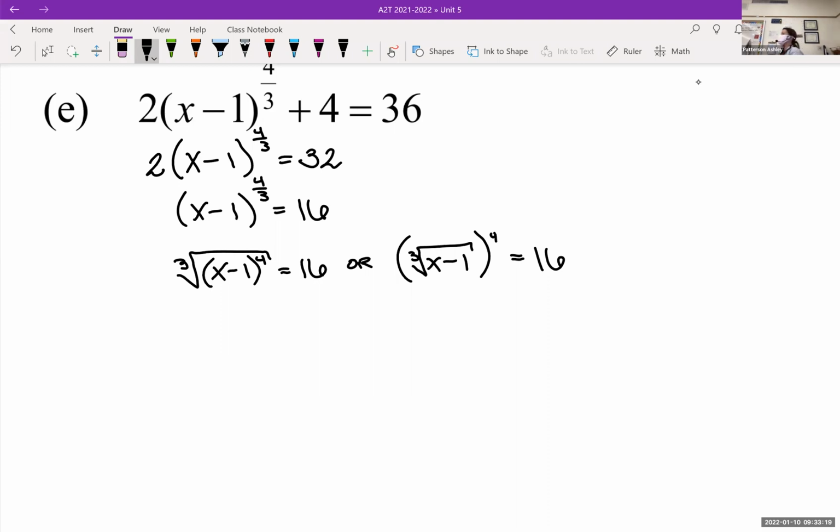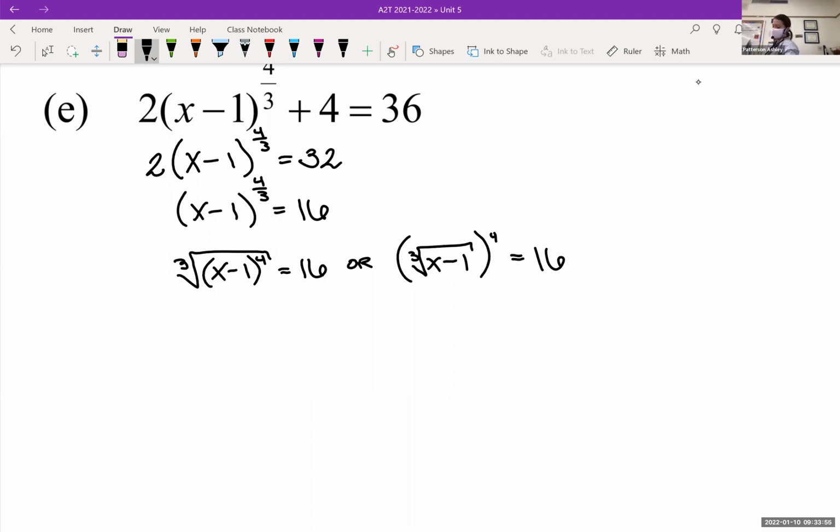Here's where the analysis matters. In order to get rid of a cube root, what are we going to have to do to both sides? What's its inverse operation? Cube it. Okay, so in order to get rid of the cube root, we're going to have to cube both sides. Okay. How do we get rid of a 4th exponent? Raising something to the 4th power. What's its inverse? The 4th root. So we are also going to have to take the 4th root of both sides.